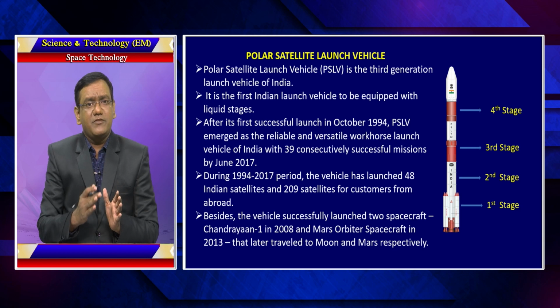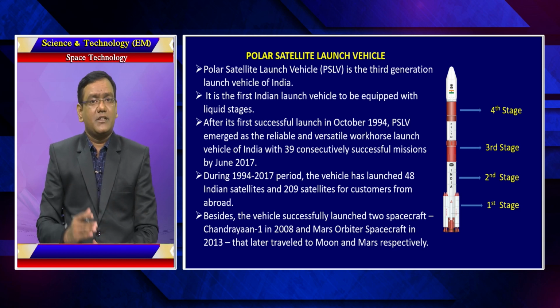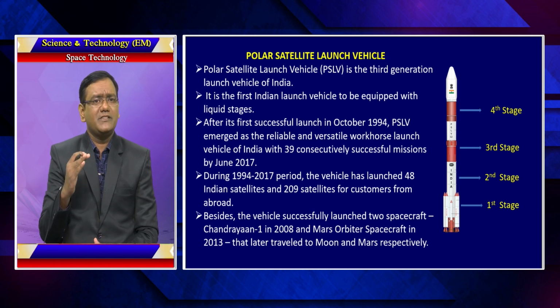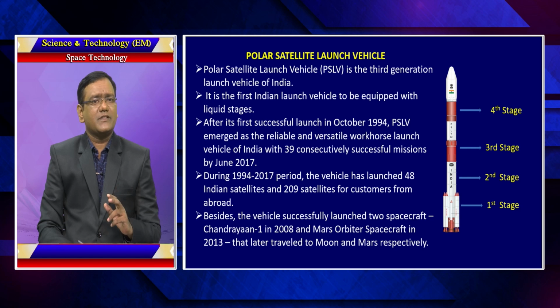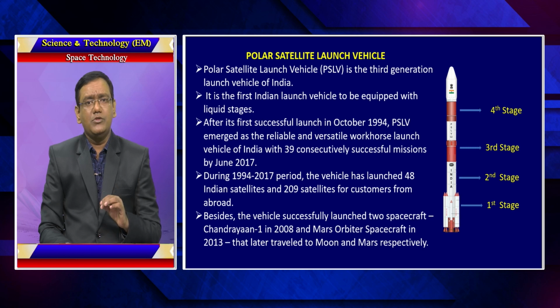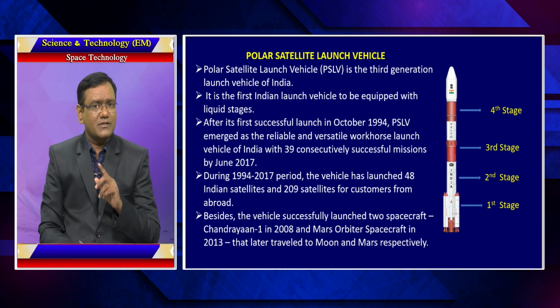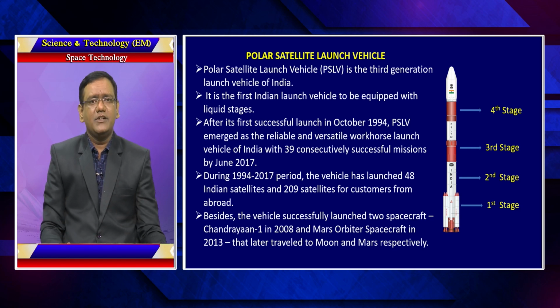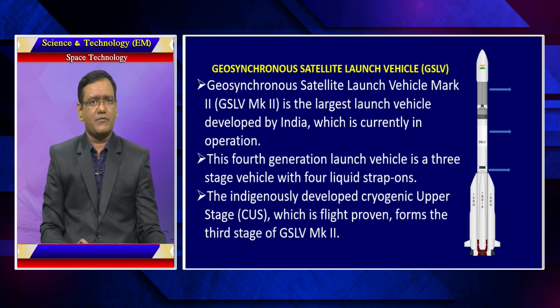So during the 1994-2017 period, the vehicle has launched 48 Indian satellites and 200 satellites for customers from abroad. Besides, the vehicle successfully launched two spacecraft, that is Chandrayaan-1 in 2008 and the Mars Orbiter spacecraft in 2013. So the latter traveled to the moon and Mars respectively. Chandrayaan-1 actually traveled to the moon, and the Mars Orbiter spacecraft went to Mars. So that's the reason why we call it the Mars Orbiter spacecraft.